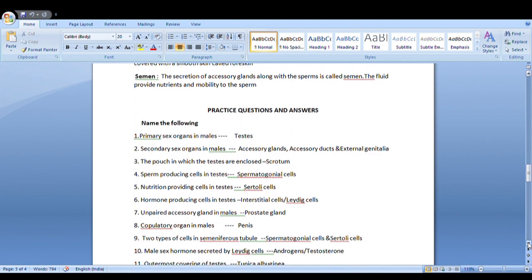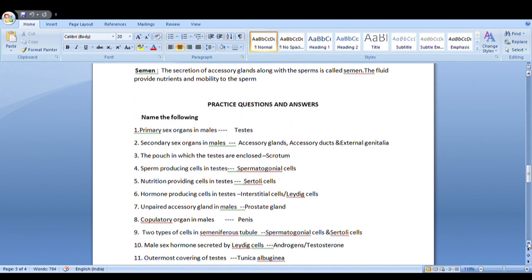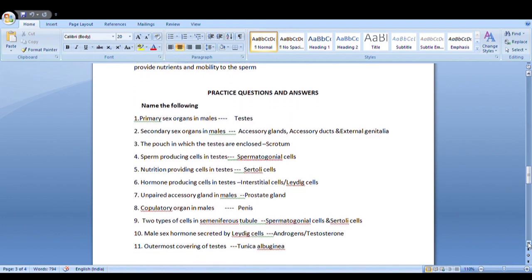Now we can see certain questions and their answers from this topic. Name the following. Primary sex organs in males, testes. Secondary sex organs in males, accessory glands, accessory ducts and external genitalia. The pouch in which the testes are enclosed, scrotum. Sperm producing cells in testes, spermatogonial cells. Nutrition providing cells in testes, Sertoli cells. Hormone producing cells in testes, interstitial cells or Leydig cells.